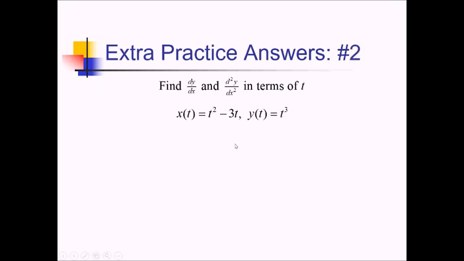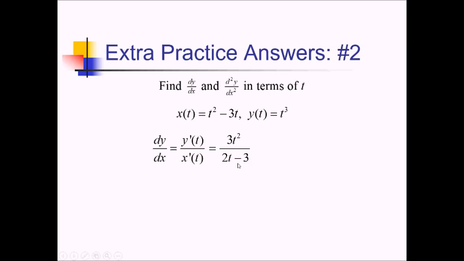On this problem, I want the first and second derivatives in terms of t for this parametric equation. So let me get dy over dx first. That's y prime of t over x prime of t. Y prime, using this equation here, that's going to be 3t squared. And then for x prime of t, that's going to be 2t minus 3, using our power rule. Not really an easy way to simplify this.